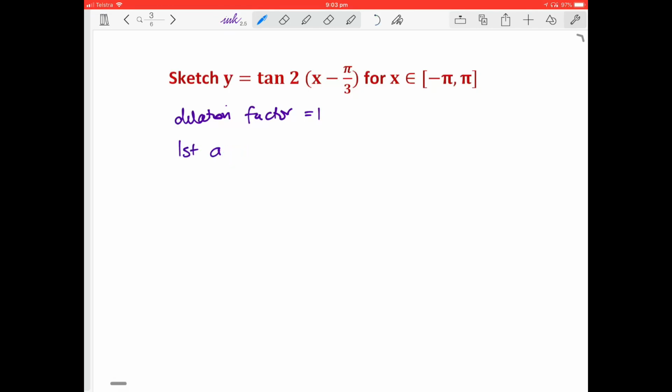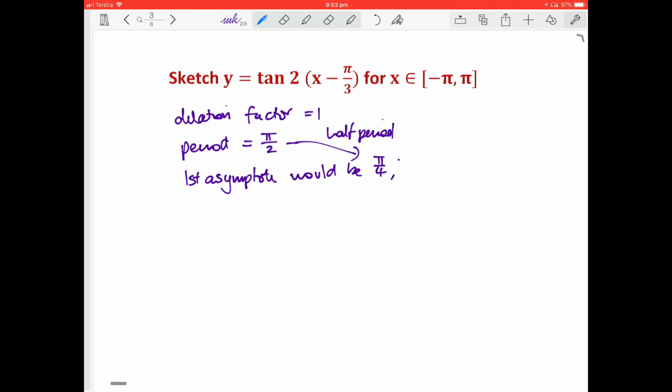Oops, what did I forget? I forgot my period. My period in this case is pi on n, which is 2, so it's a bit different. Oh, this one looks like it's a bit nasty because this is on 2 and our translation's on 3. But let's have a look. My first asymptote would be pi on 4 because it's half the period.